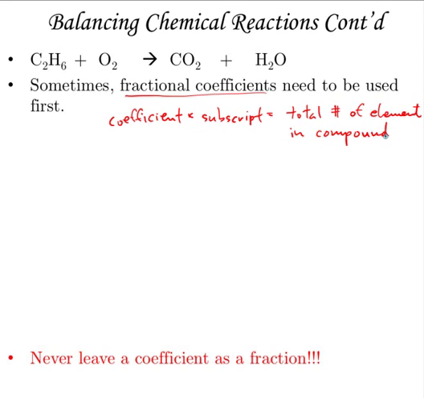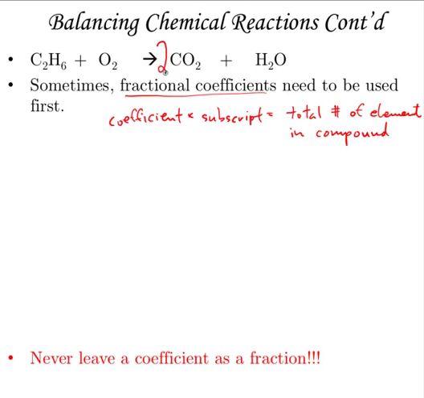Okay, so let's go ahead and balance this. C2H6 plus O2 goes on to CO2 and water. So I have 2 carbons on the left side and only 1 carbon on the right side. And so I'm going to go ahead and put a 2 in front of CO2. Now my carbons are fixed.